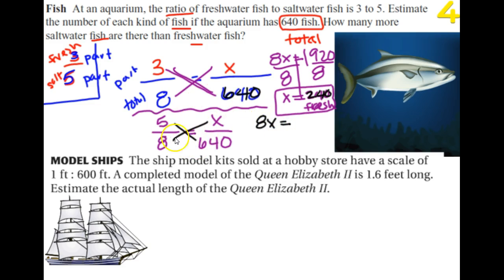8 times x is 8x. 5 times 640 is 3,200. And if I divide by 8, I know 8 times 4 is 32, and there's 2 zeros, so it should be 400 saltwater fish.